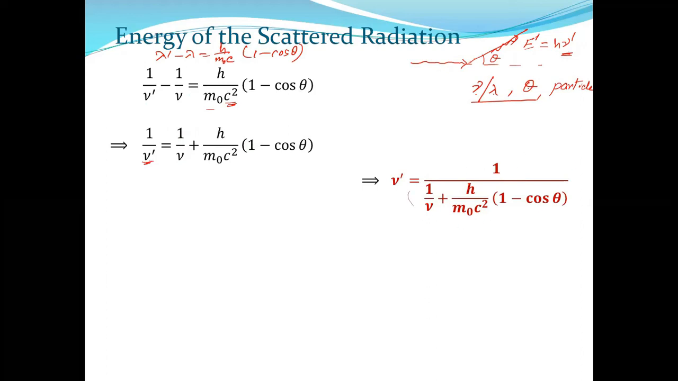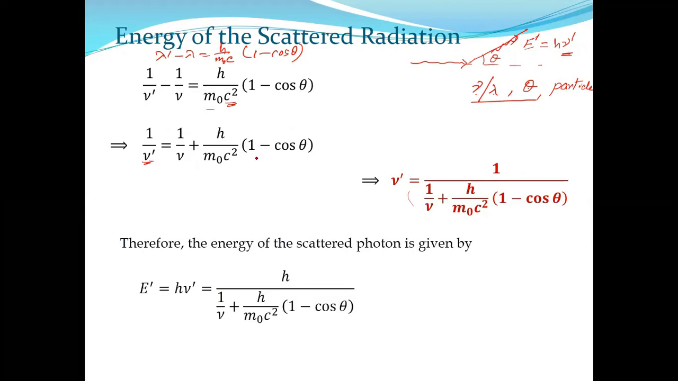That means the frequency of the emitted photon. Don't worry, you need not remember it. But our question is energy. So energy means h nu dash. So we'll multiply h with the numerator; the denominator remains the same. So this is our energy of the scattered radiation.